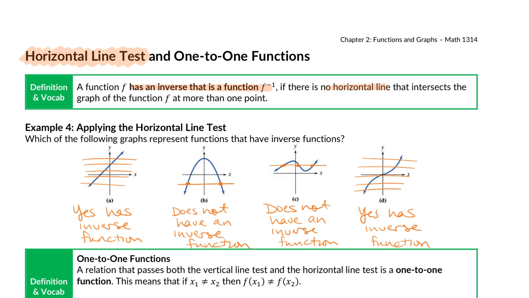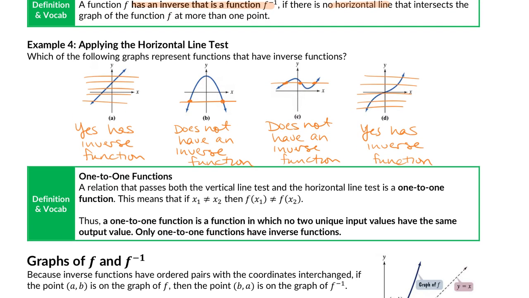Now, we've introduced the vertical line test in 2.1 and now the horizontal line test here in 2.7. If we put those two concepts together, we have a new vocabulary word called a one-to-one function. A one-to-one function is a function that passes both the vertical and the horizontal line test. So we're going to be doing vertical lines as well as horizontal lines to test a relation to see if it is one-to-one. All functions that have inverse functions are one-to-one, and all one-to-one functions have inverses that are functions.